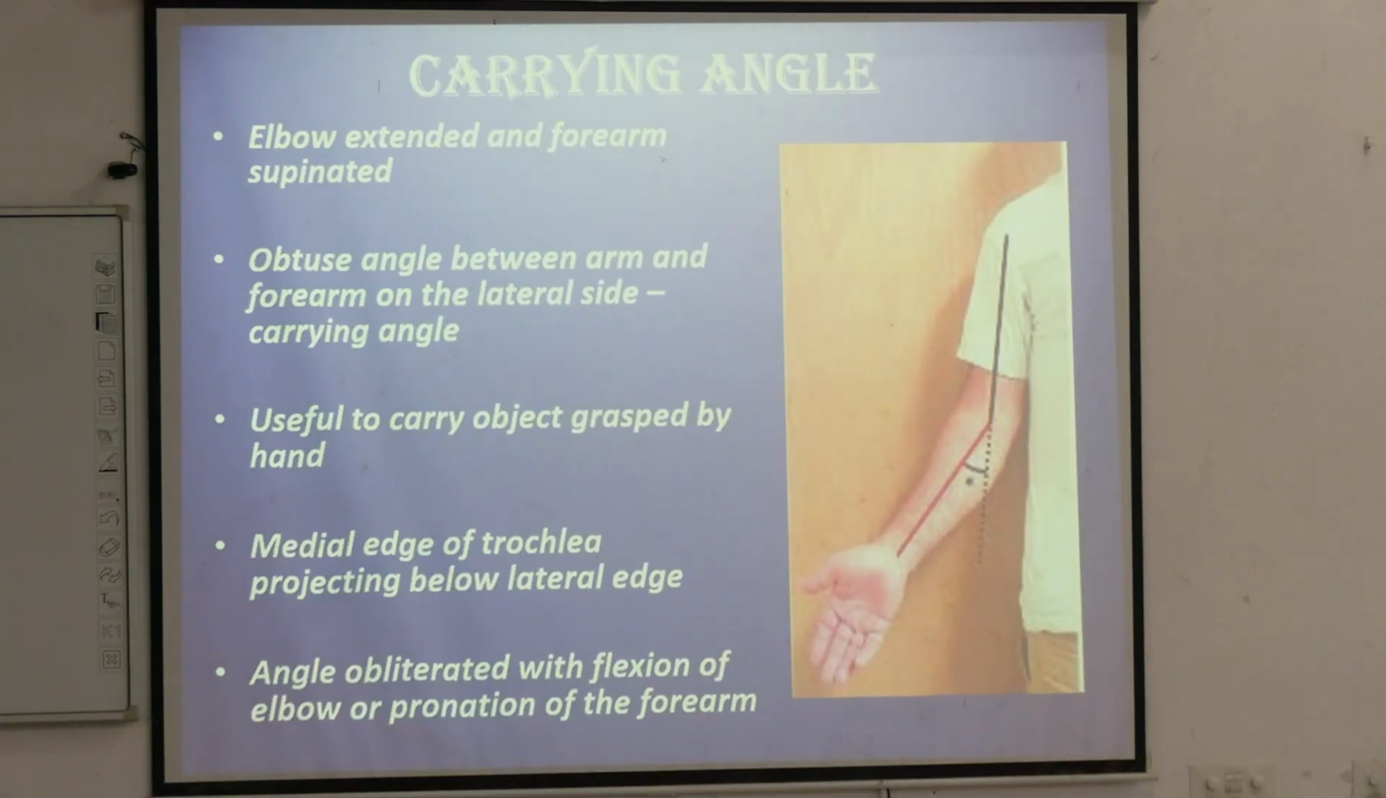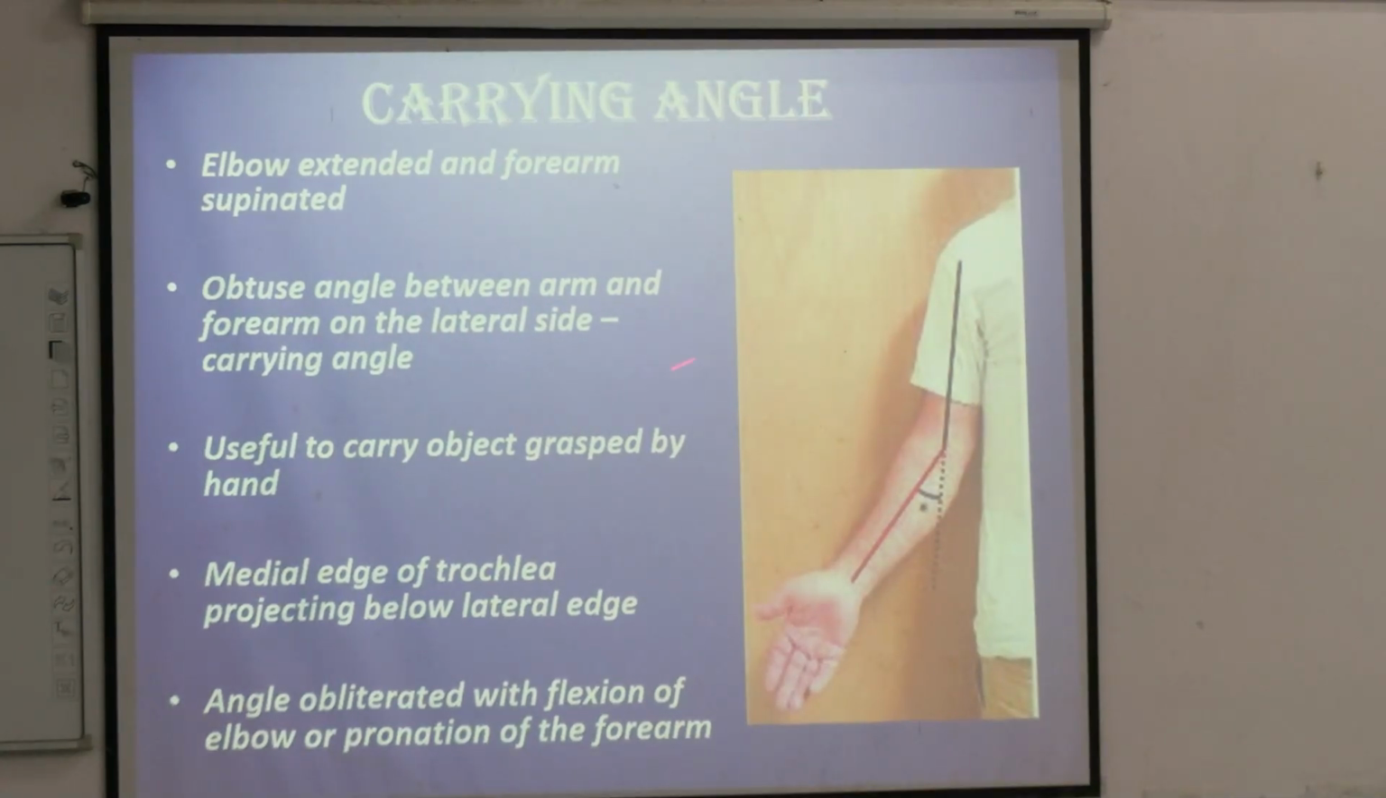Carrying angle. What is the carrying angle? When the elbow is extended and the forearm supinated, there is an obtuse angle between the arm and forearm on the lateral side: the carrying angle. It is useful to carry objects grasped by the hand.